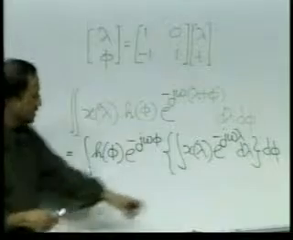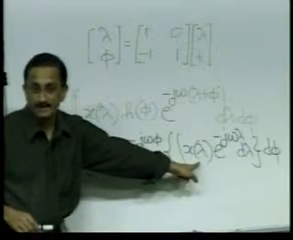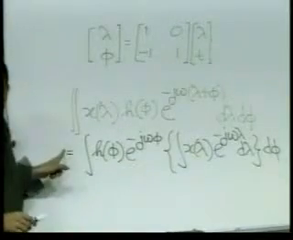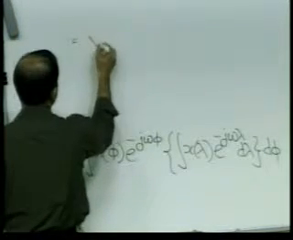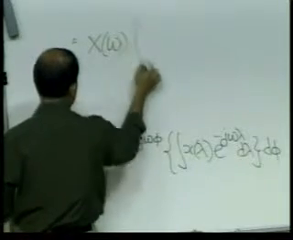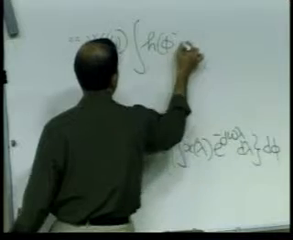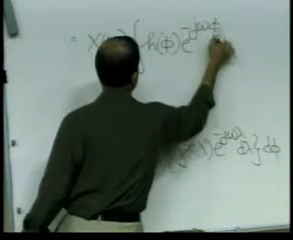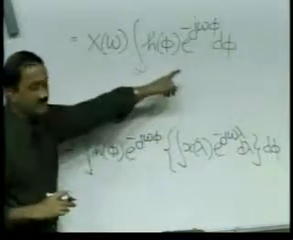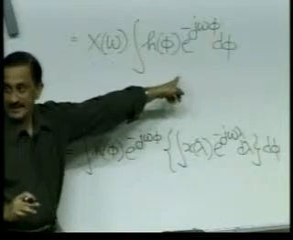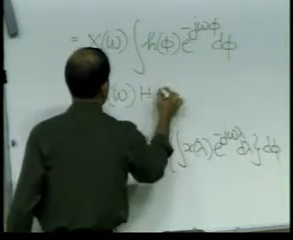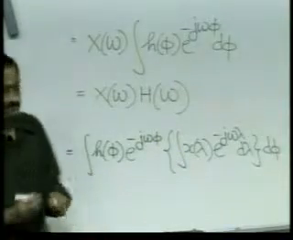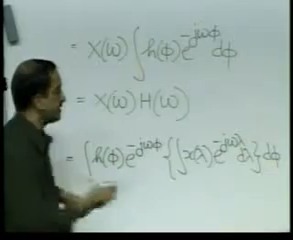Now clearly this is the Fourier transform of x evaluated at omega. And that is independent of phi, so we can bring it outside. So this leaves us with capital X of omega multiplied by the remaining part, h of phi e raised to the power minus j omega phi d phi. But then this is the Fourier transform of h evaluated at omega. This is capital H of omega, and that proves the result. So the result is proved.